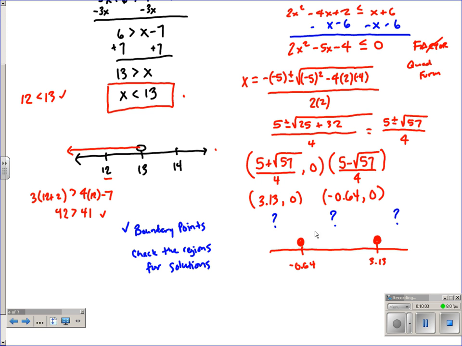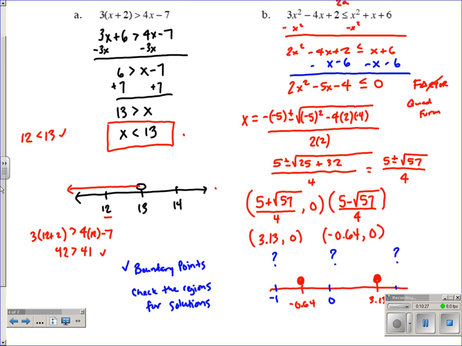So first thing you can do here is find a value that fits over here. In this case, I could say, all right, I'm going to try -1. I'm going to try 0. That's an easy one to work with. And then I'm going to probably try, let's say, 4. Let's plug them into our inequality to see which of those values makes it true.